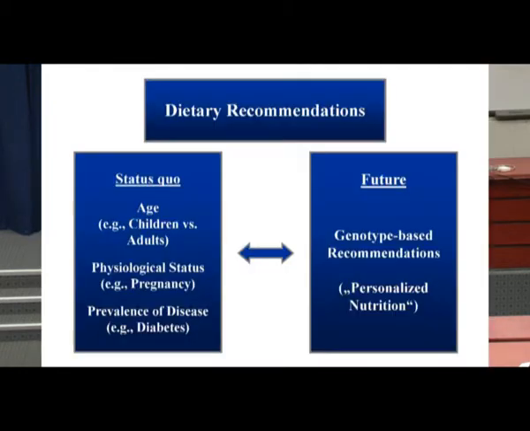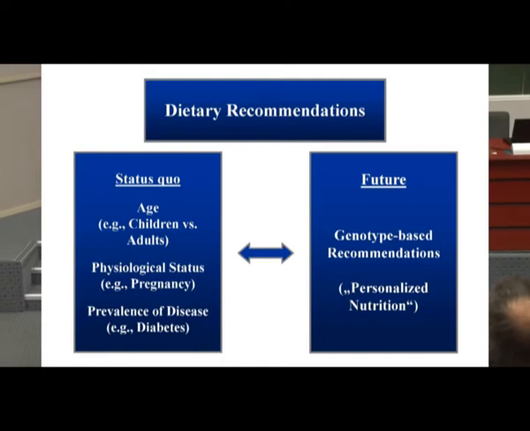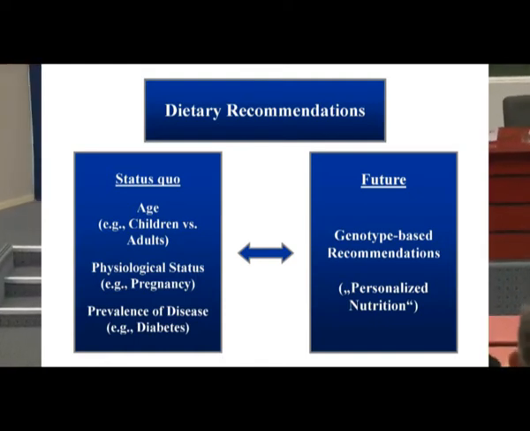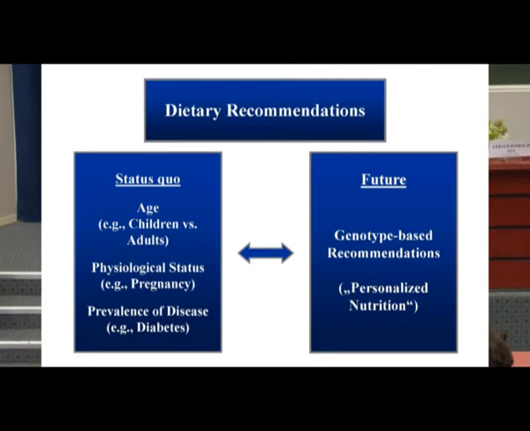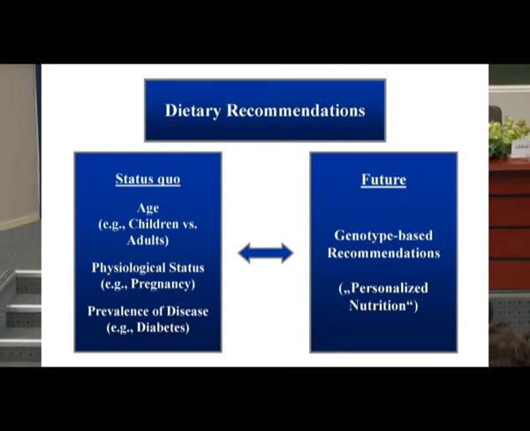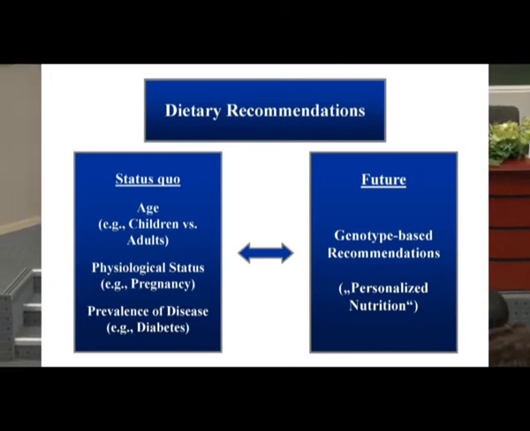Currently, dietary recommendations, as in the US, in the UK, and in Germany, are based on age, physiological status, and the prevalence of disease. In the future, we may also have dietary recommendations which take the genotype into account. We call this concept personalized nutrition or personalized nutrition strategies. Personalized nutrition means that we target subgroups of the population which may be at risk, and we may intervene in this very subgroup with tailor-made dietary strategies.